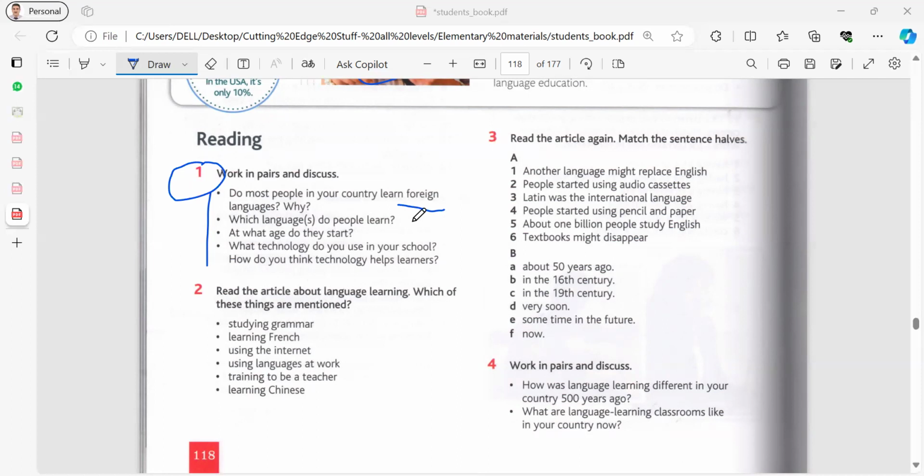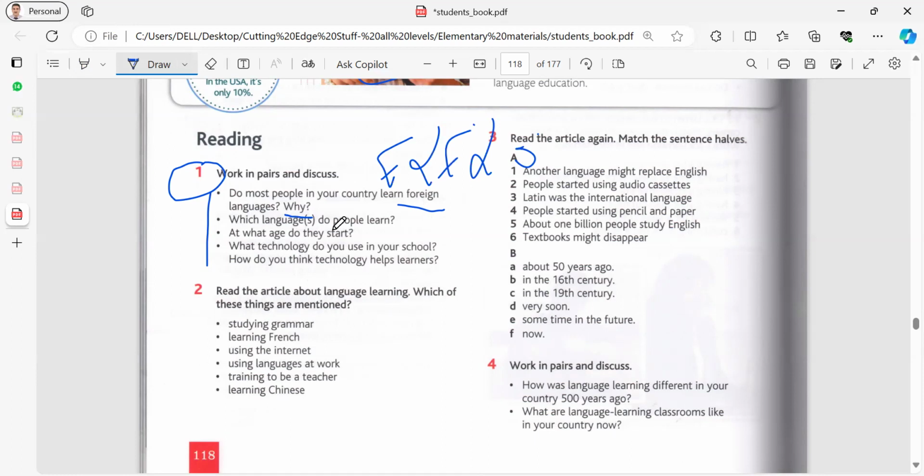Yes. Right? Why, Ibrahim? Why do most people in your country learn a foreign language? Foreign, as I told you, means any second language, any foreign language. Maybe English, French, maybe German, Chinese. To be bilingual.